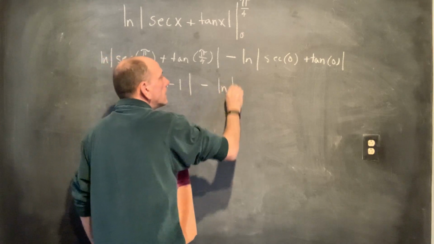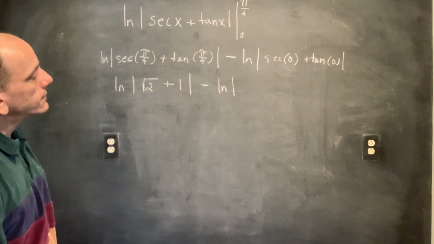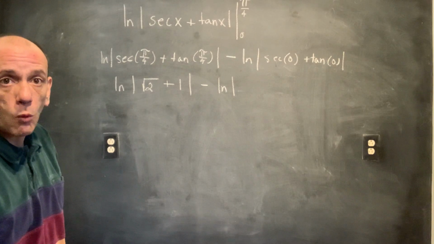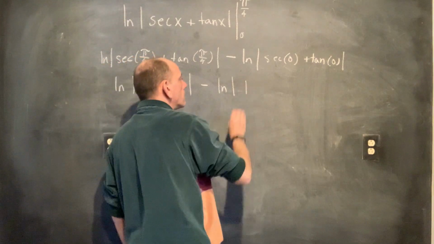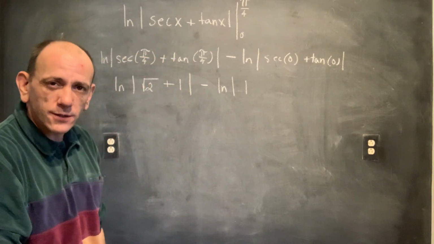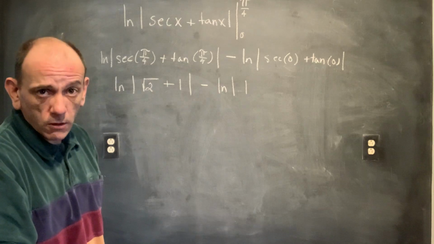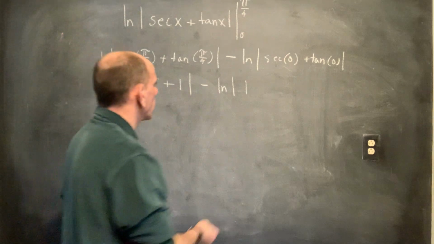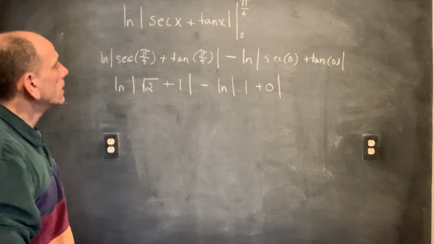Minus ln, let's see, the secant of 0. Secant is 1 over the cosine. Cosine of 0 is 1. So 1 over 1 is 1. Secant of 0 is 1. And then the tangent of 0, well, it's the sine over the cosine. Sine of 0 is 0. Cosine of 0 is 1. So 0 divided by 1 is 0. Tangent of 0 is 0.